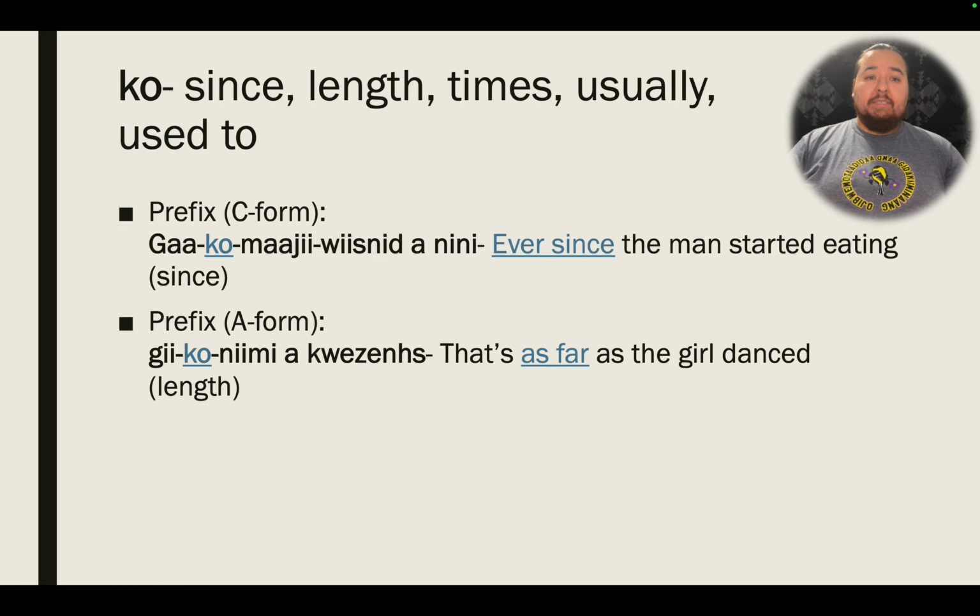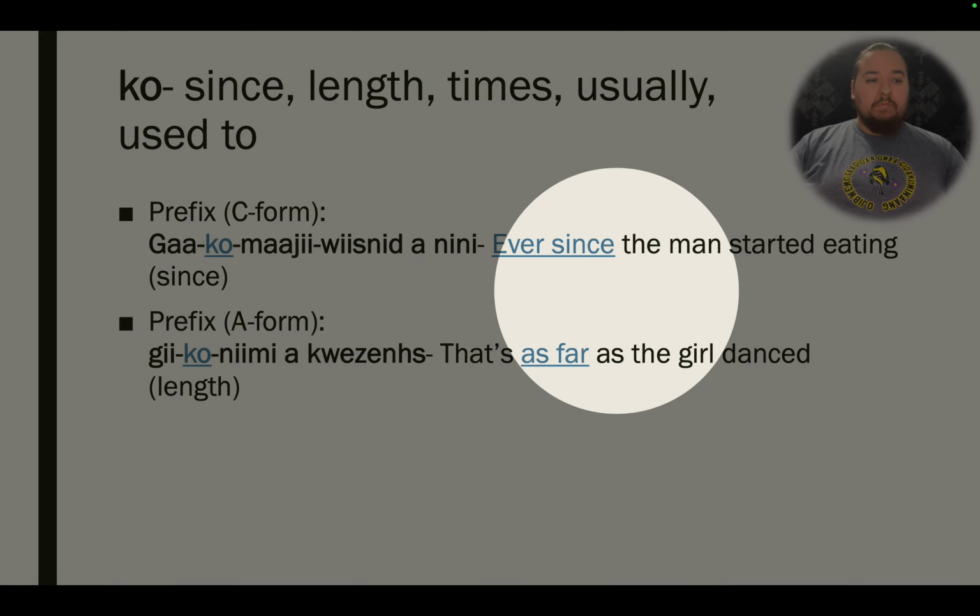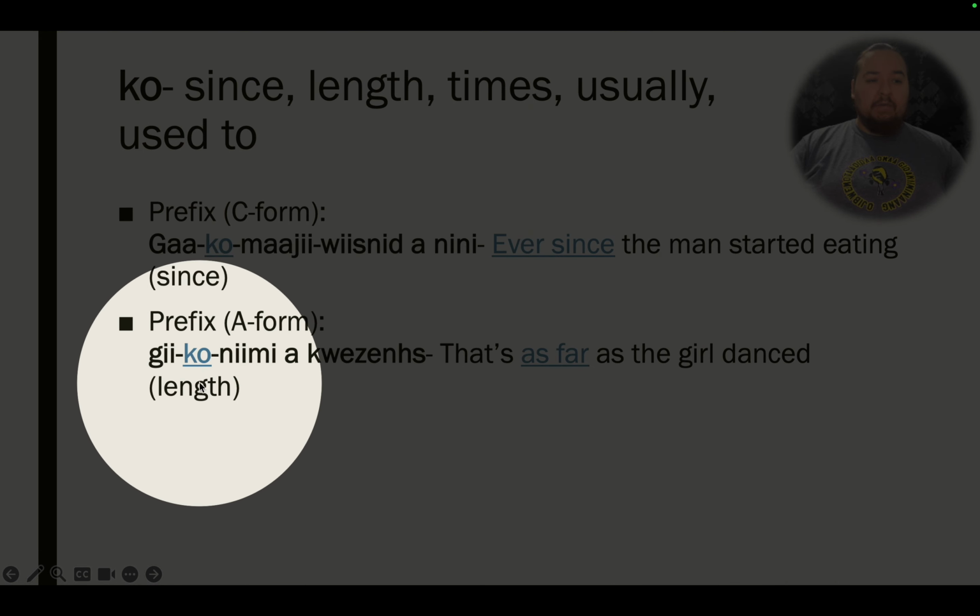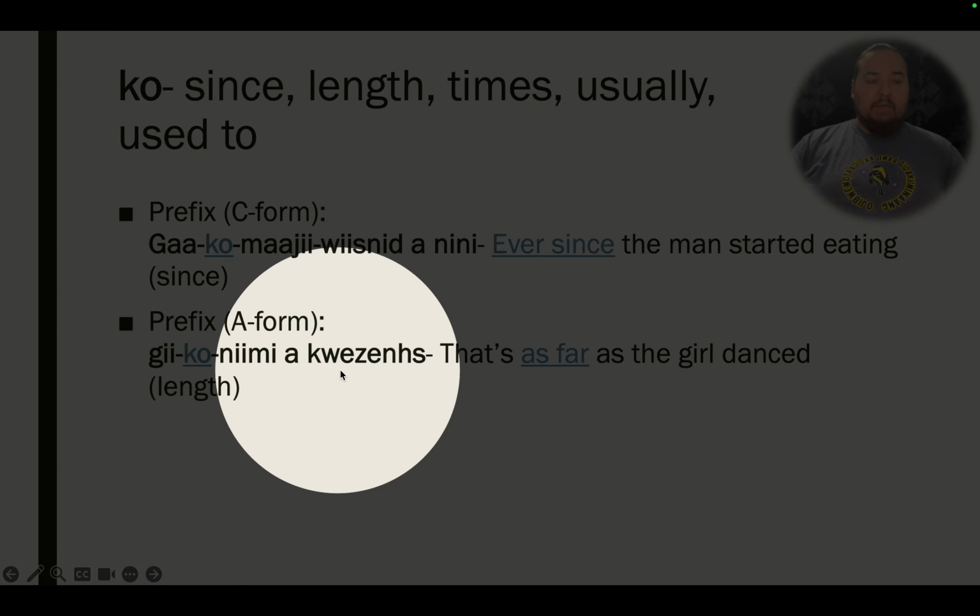Next we have a prefix in A form. So gikonime acquaisance. So that can mean that's as far as the girl danced. So we're using it for length here. Gikonime acquaisance.